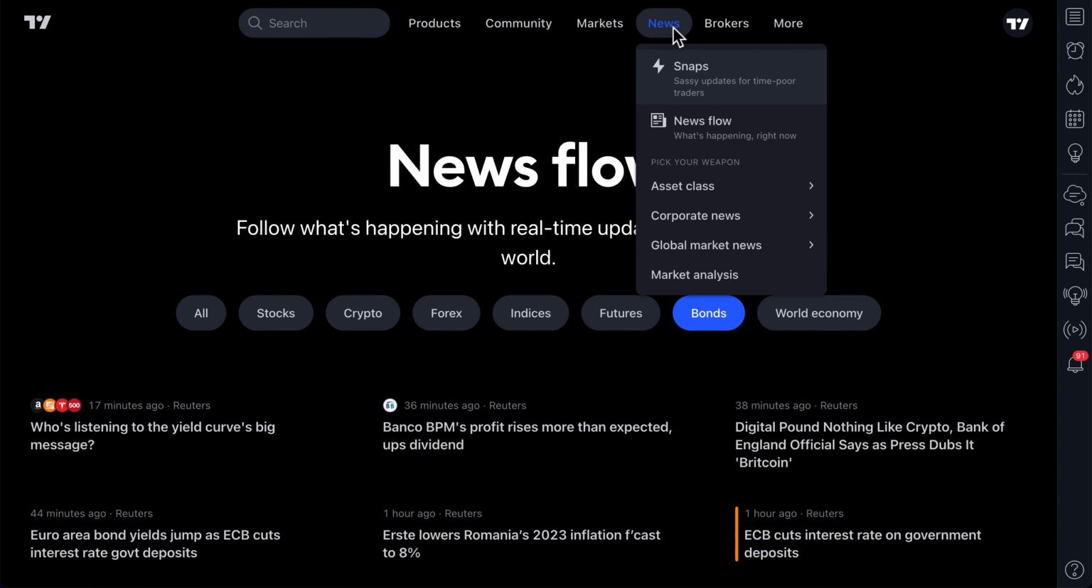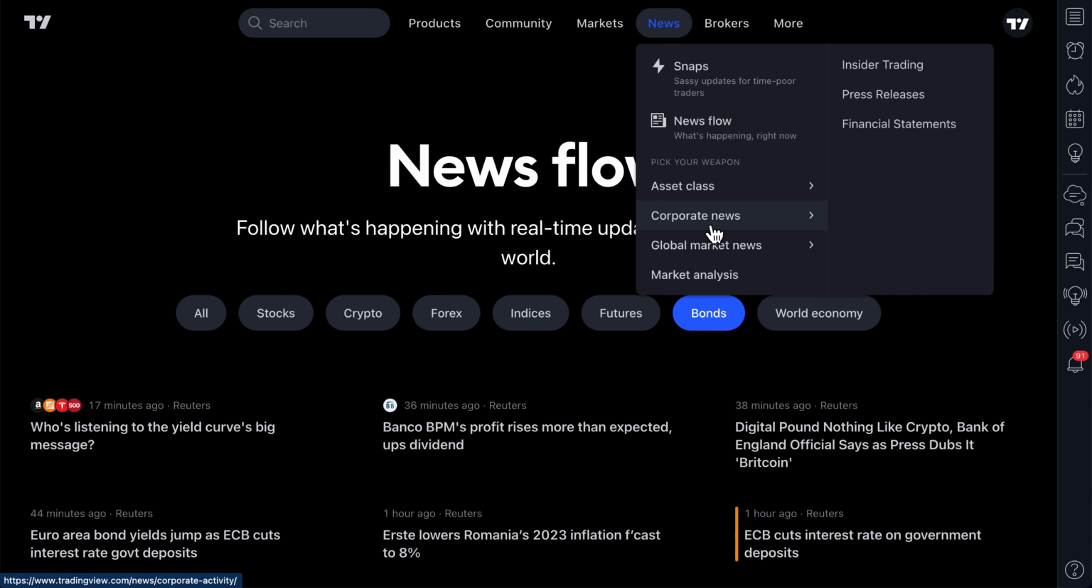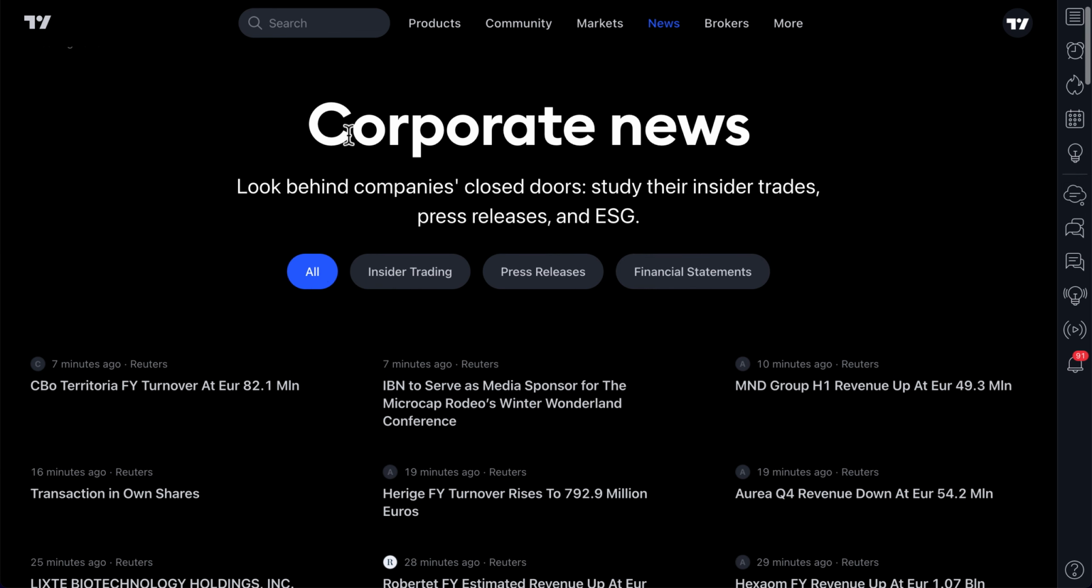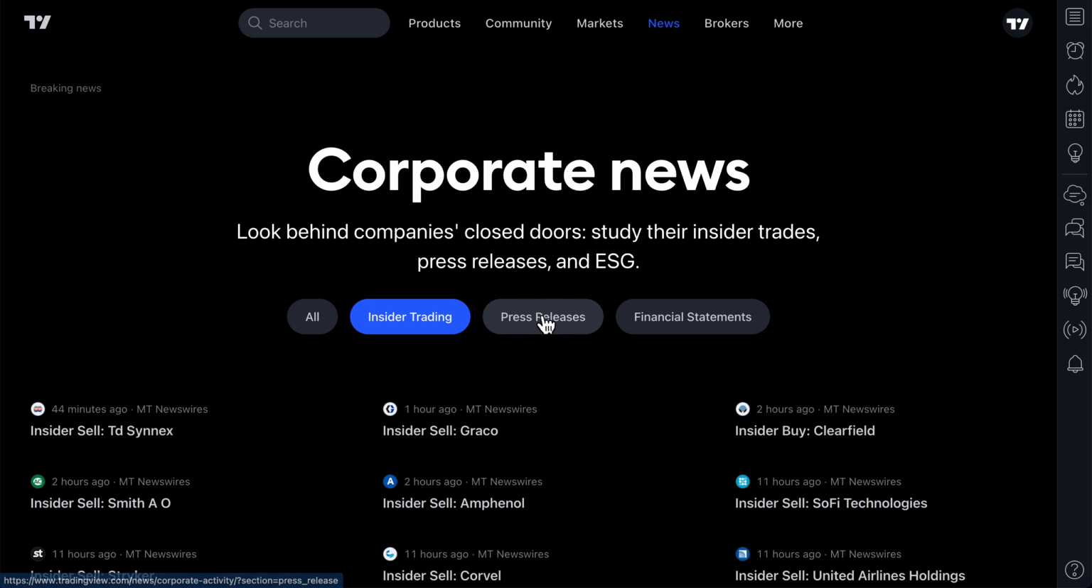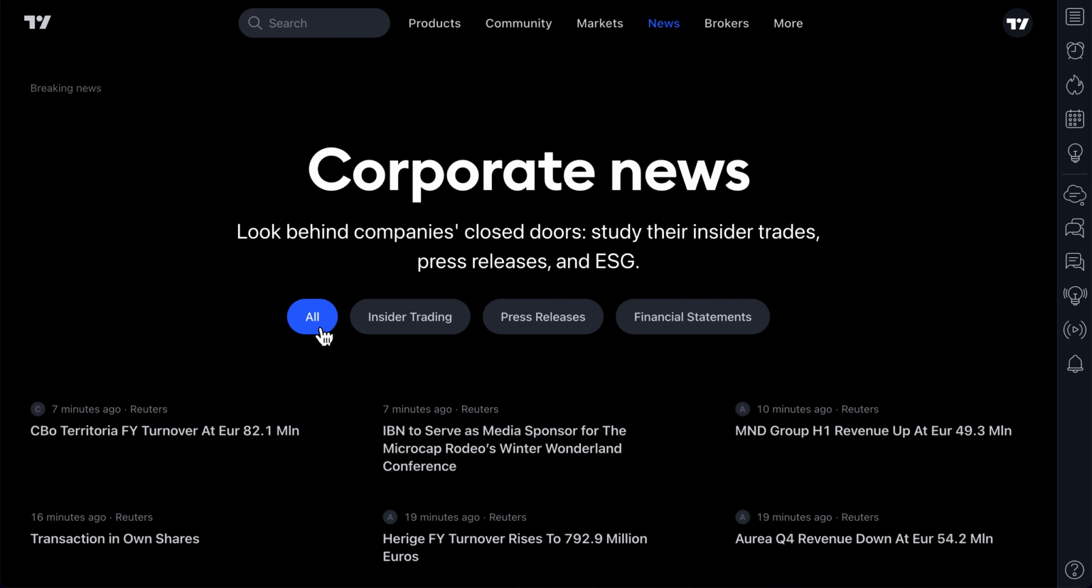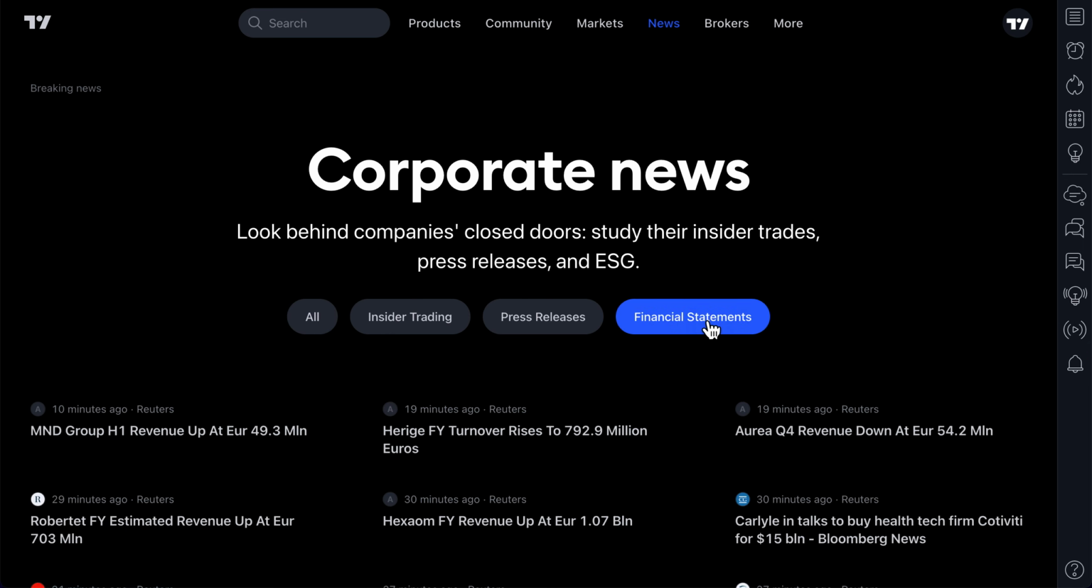Now, there are some other news sections that we really want to show you, and that is the corporate news section. So for fundamental investors out there, or people who are primarily interested in equities or stocks, this section is going to be very useful, because this is corporate news. So this is going to be insider trading, press releases, and financial statements. These are all things that come directly from a company. It's the information it wants to get out into the world, or in the case of financial statements, these are forms that are filed with the US government.